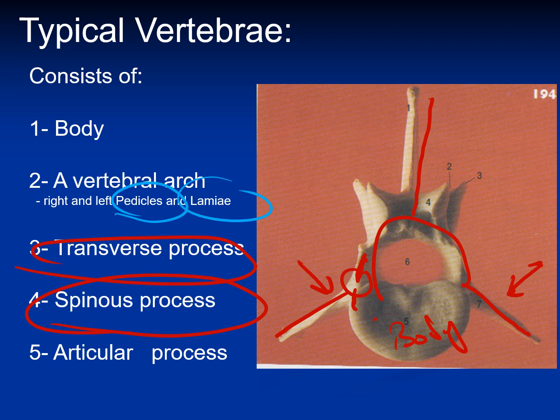So we have the body, we have the vertebral arch. The vertebral arch consists of the pedicles, and we have the lamina. At the middle of the arch we have the spinous process. At the area of junction between the vertebral arch and the body we have the transverse process. Also we have the cranial articular surface, and in the back we have the caudal articular surface.